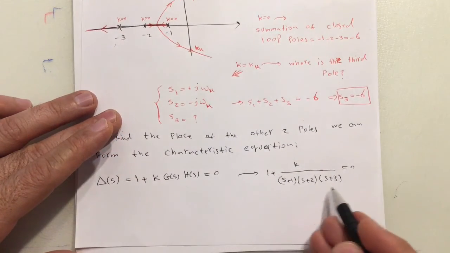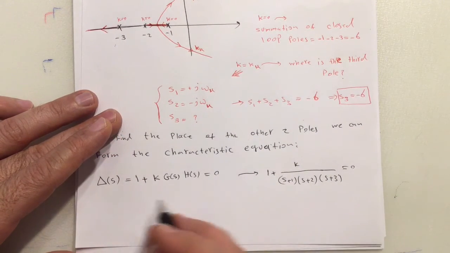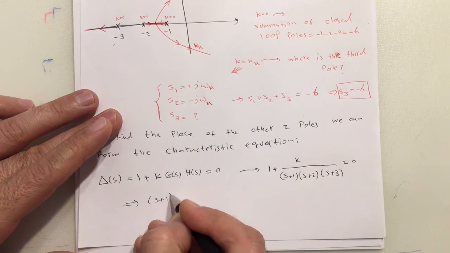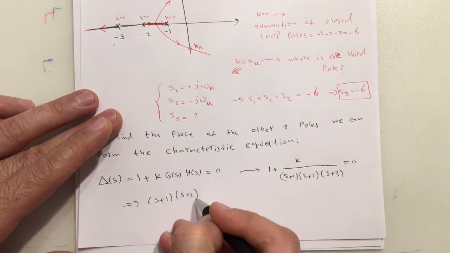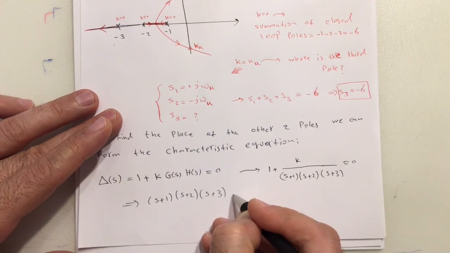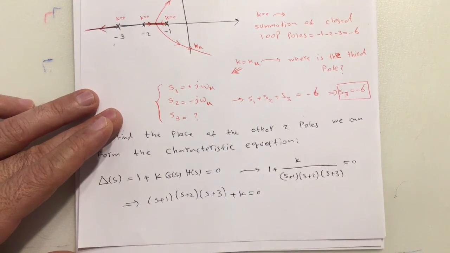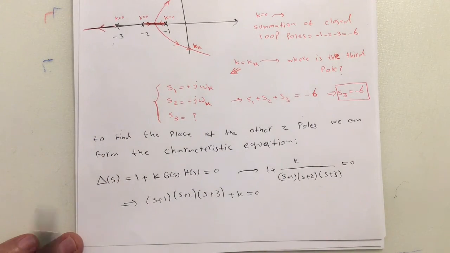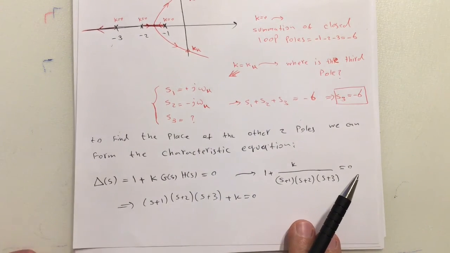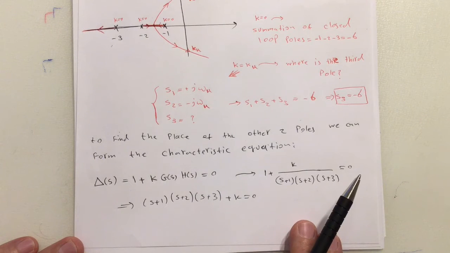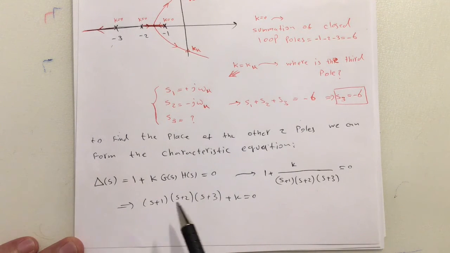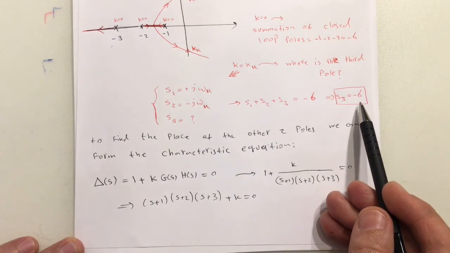And if you do this common denominator, then you get (s plus 1) multiply (s plus 2) multiply (s plus 3) plus k is equal to 0. This is the characteristic equation, and what we are interested in is to know what happens to the other two poles of this equation when one of them is minus 6.